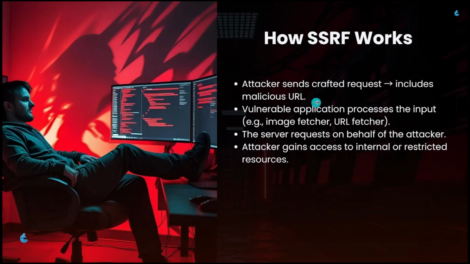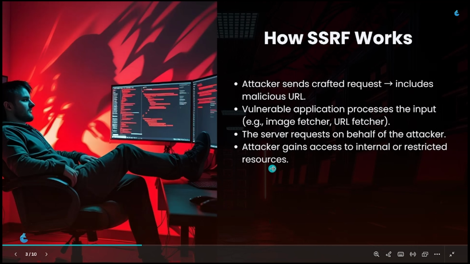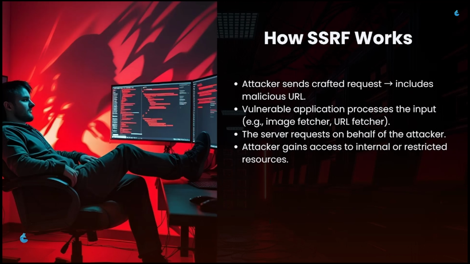So how does SSRF work? The mechanics are straightforward. The attacker first submits a crafted input containing a malicious URL. The vulnerable application then processes this input. Maybe it's an image fetcher, a PDF converter, or a URL preview feature. Whatever it may be, the server then issues the request on behalf of the attacker to the internal systems. This turns the server into an unwilling proxy, acting as a middleman. The attacker doesn't need direct access to the internal network. The server does the heavy lifting. Depending on the application logic, the attacker may see the response directly or just confirm it indirectly.